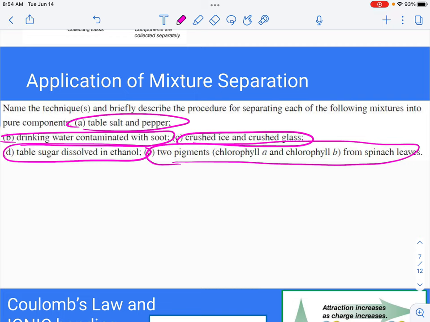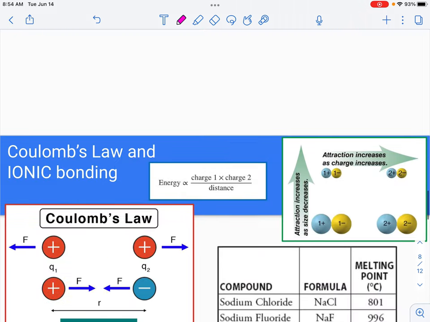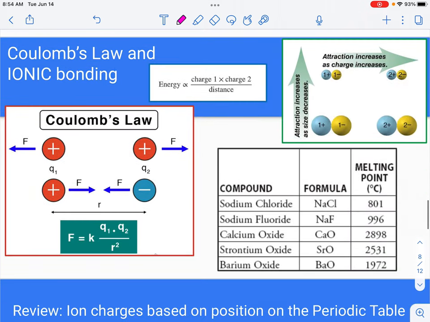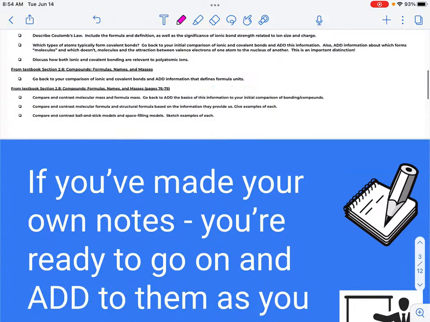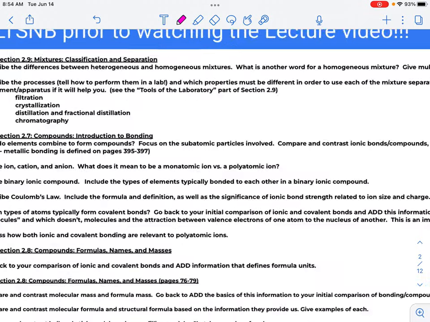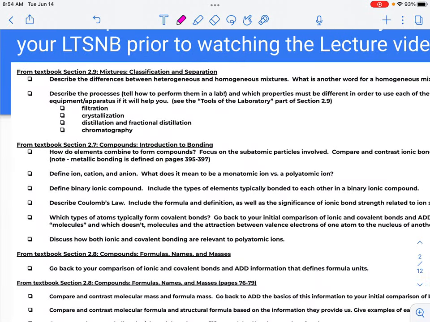So hopefully you have a pretty good idea now of how different separation techniques work. All right, I want to switch gears because we're going to switch to bonding now. And so in your learning targets, you can see that the beginning of this was mixtures, and now we're going to switch to compounds and different types of bonds, etc.